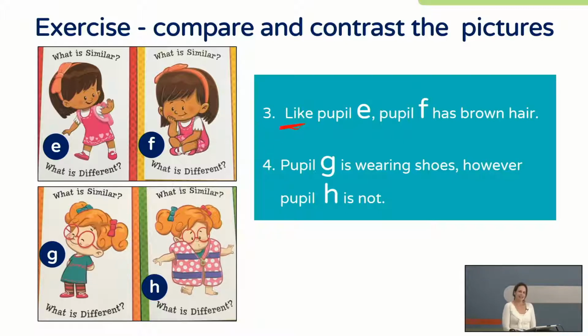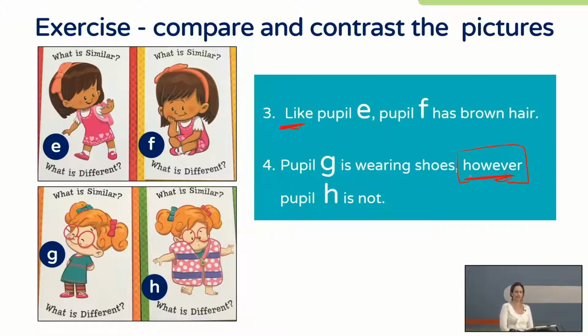Great. Let's move on now to pupil G and pupil H. So I wrote, pupil G is wearing shoes, however, pupil H is not. Now you tell me, am I comparing or am I contrasting these two girls in this sentence? What do you think? Yeah, I am contrasting them. I'm showing how they're different. And I have here the word, however, to emphasize I'm showing how they are different.